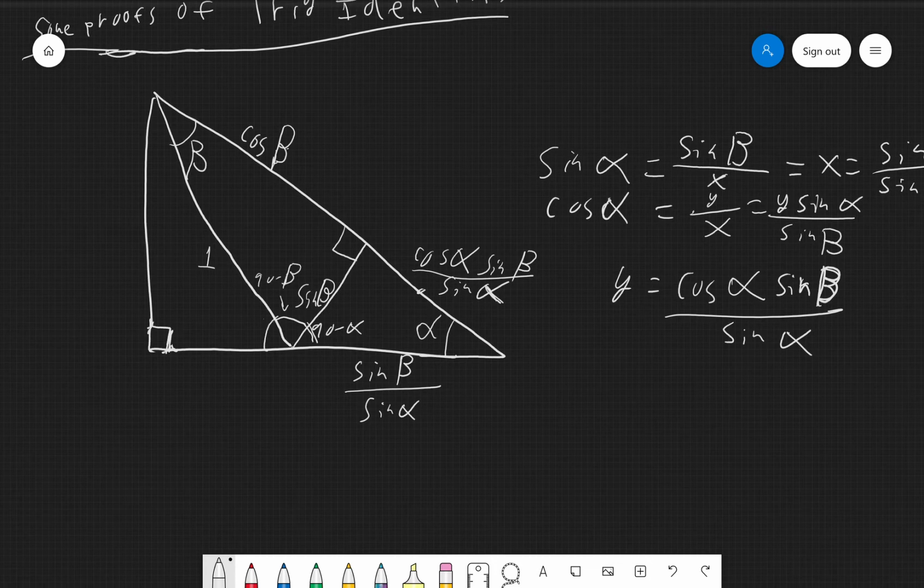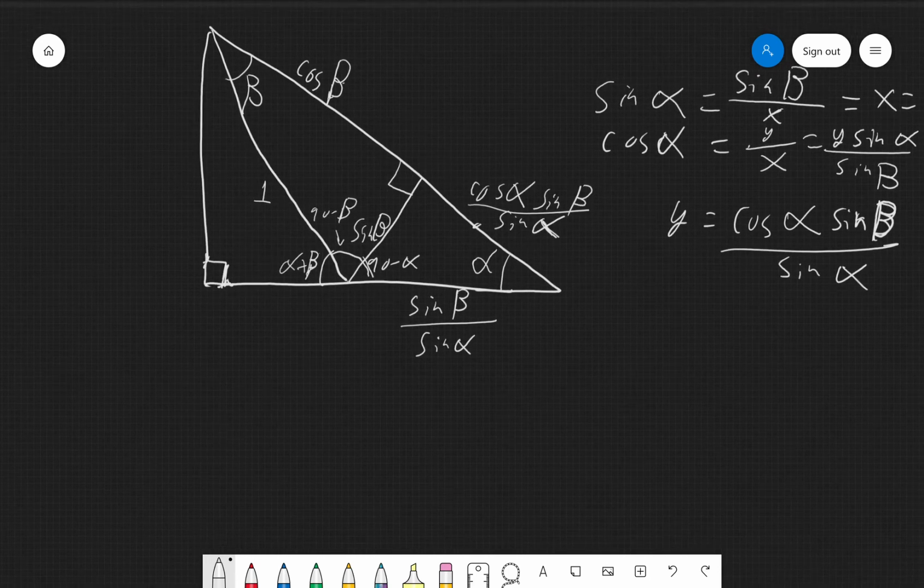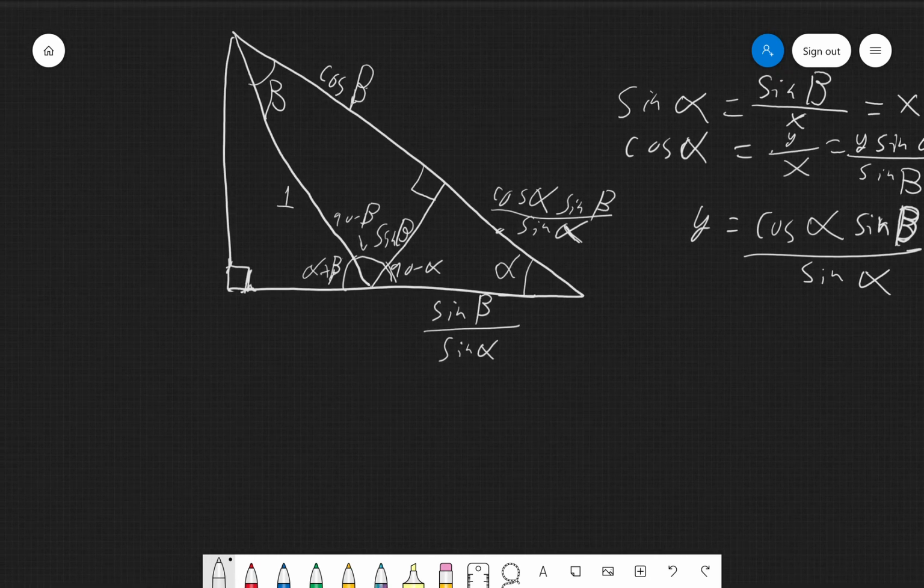So that means that this angle is alpha plus beta. Oh my god, what a coincidence. That's so cool. So now we want to find the sine of alpha plus beta. We can find the cosine too, but I'd rather go with sine. So the sine of alpha plus beta is opposite over hypotenuse, so it's just this length.